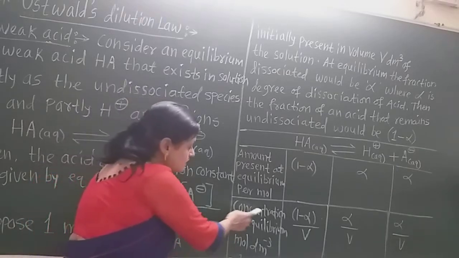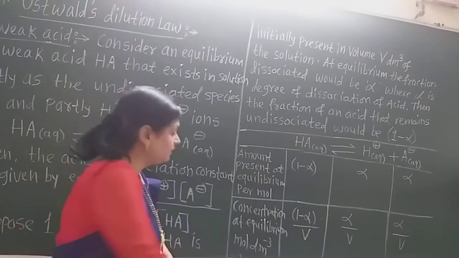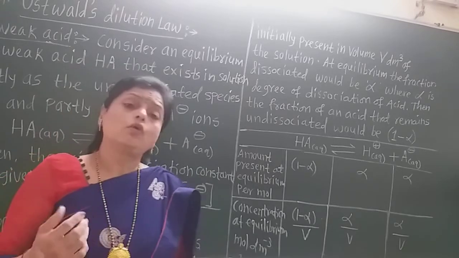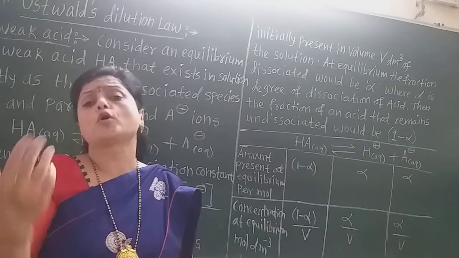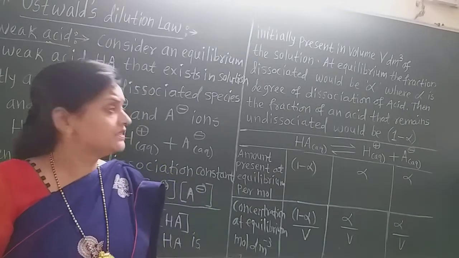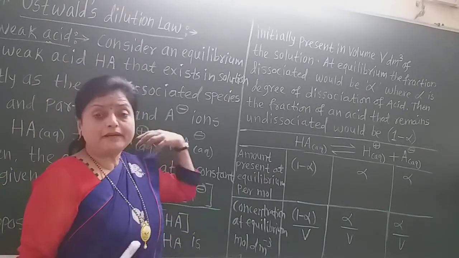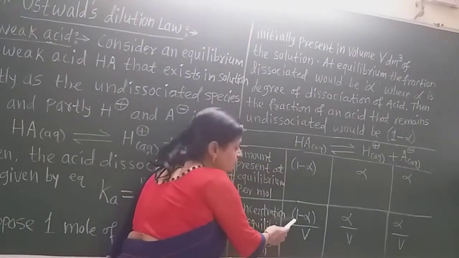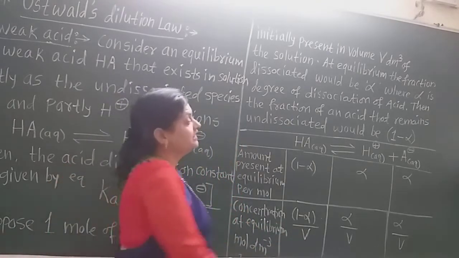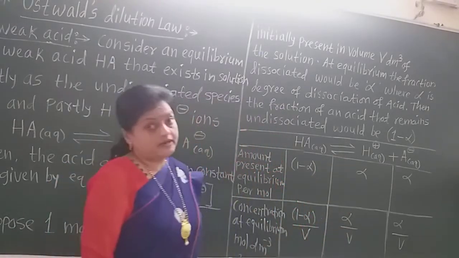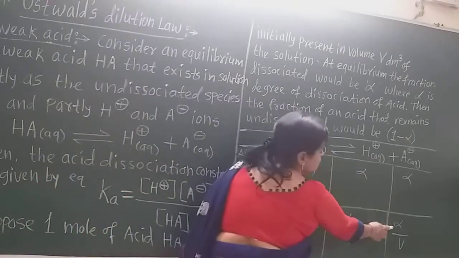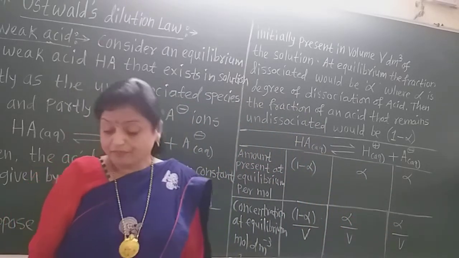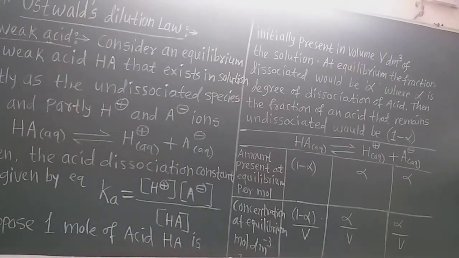Now let us learn the concentration at equilibrium, that is given in moles per decimeter cube. We know, what is concentration? Concentration is nothing but number of moles divided by volume. As here the volume is V decimeter cube, at equilibrium, what is the concentration of these three species? For HA, the concentration is 1 minus alpha divided by V. For the H plus ion, the concentration is alpha divided by V, and the A minus ion also has the concentration alpha divided by V.